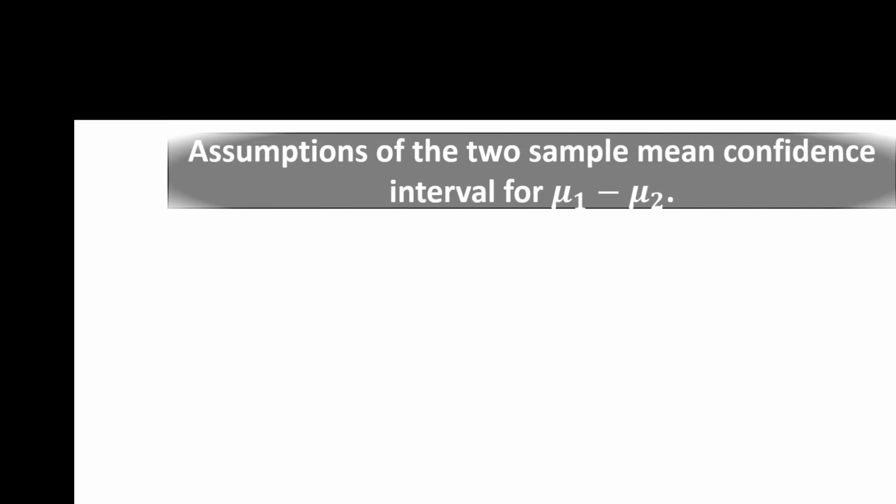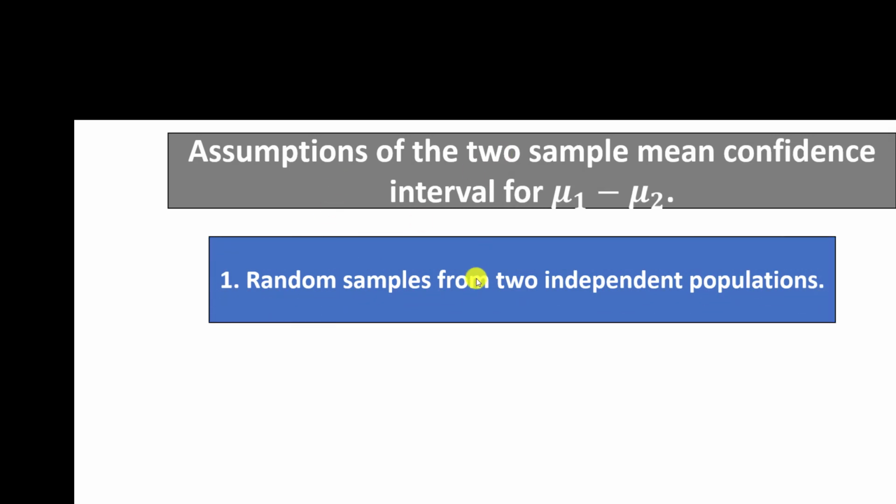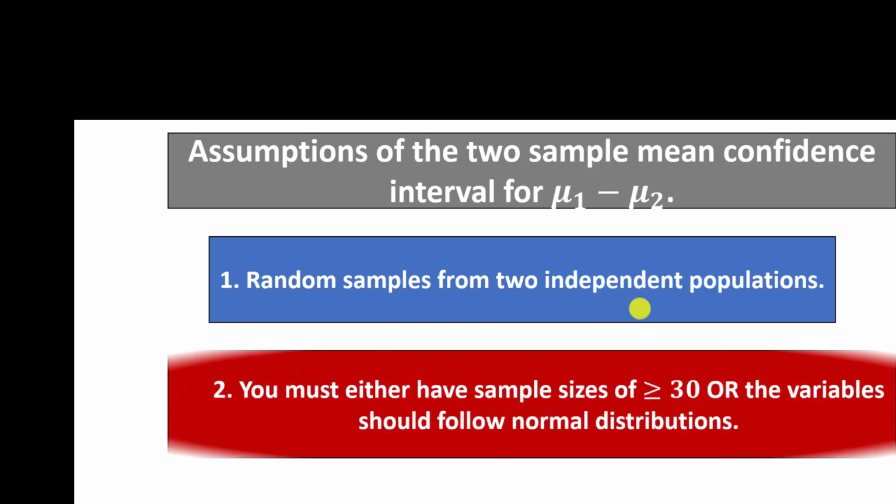Let's take a look at the assumptions that need to be met in order to calculate this confidence interval. The first assumption is that we must have random samples from two independent populations. That just means that we have two completely separate independent groups that we are comparing, like Gen Z and millennials. You must either have a sample size of at least 30 for each of your samples, or each of your distributions should be normal for your two populations. Third, the populations are not assumed to have equal variances. This is what is called the unpooled method.